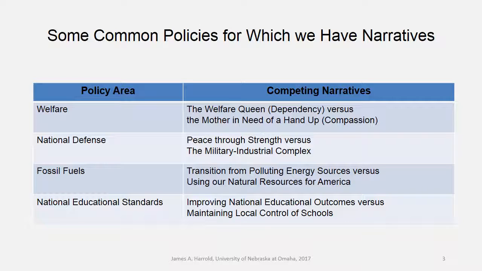National education standards, Common Core, for example. Are we talking about a story of improving national education outcomes for all of our students as they graduate from high school? Or are we talking about how these things actually hurt the maintenance of local control over schools, which is an American value?